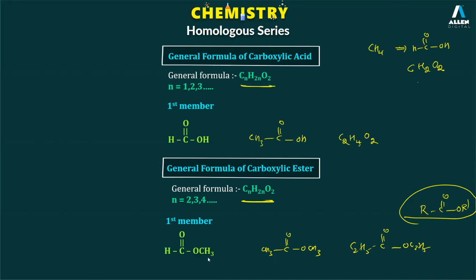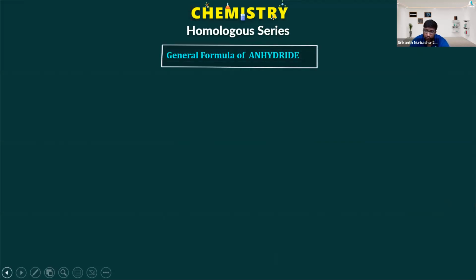So these are all the different general formulas of different types of functional groups, and we all know that we will be studying about every functional group in your 12th standard, and in 11th standard we will be looking at all the hydrocarbons.